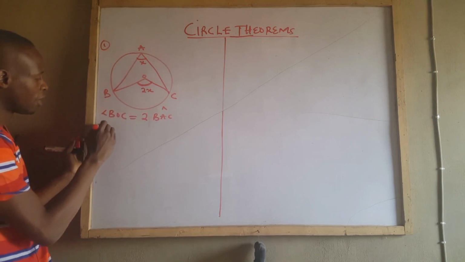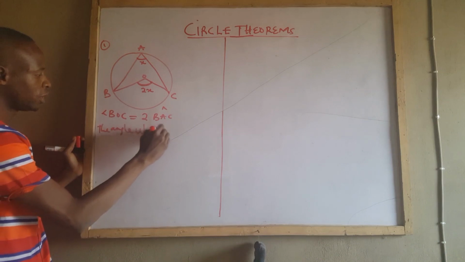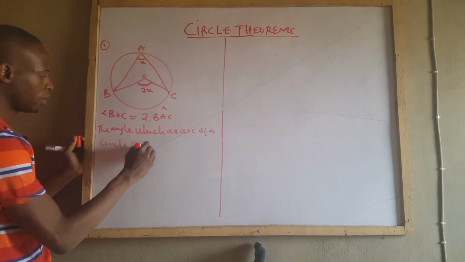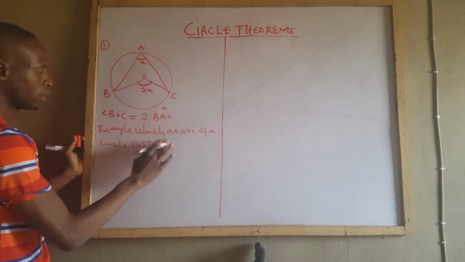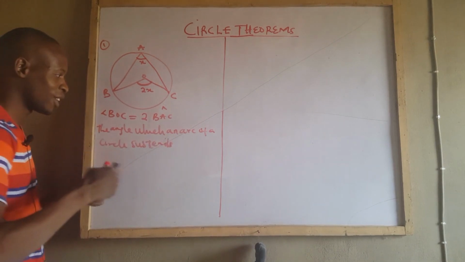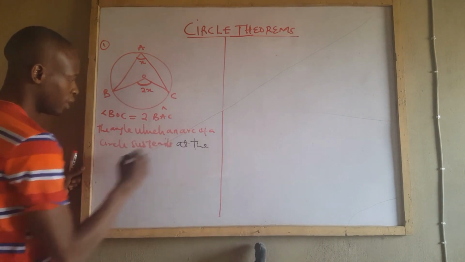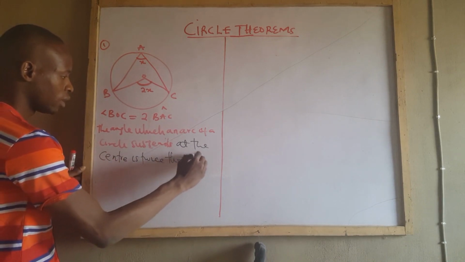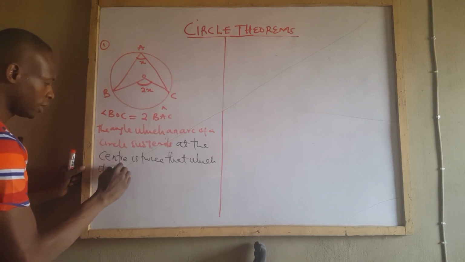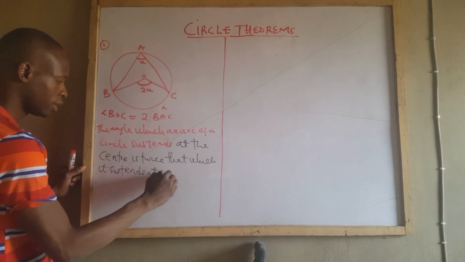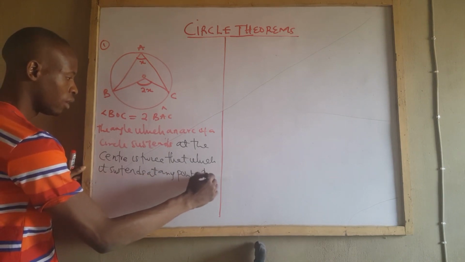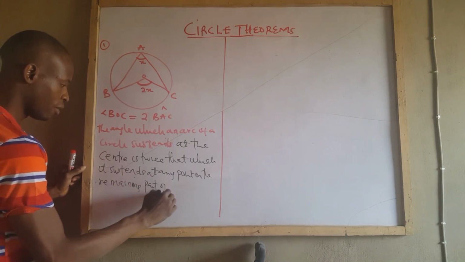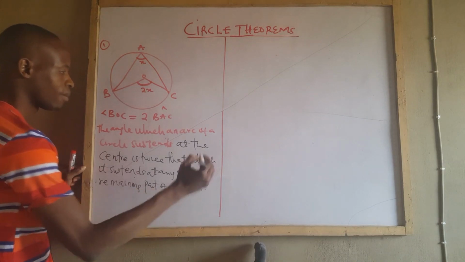So let me put that in words. It simply states that the angle which an arc of a circle subtends at the center is twice that which it subtends at any point on the remaining part of the circumference. Sorry, my black marker is not that effective. Now this is the first theorem.